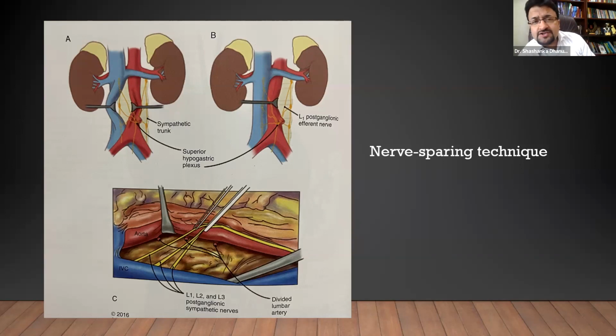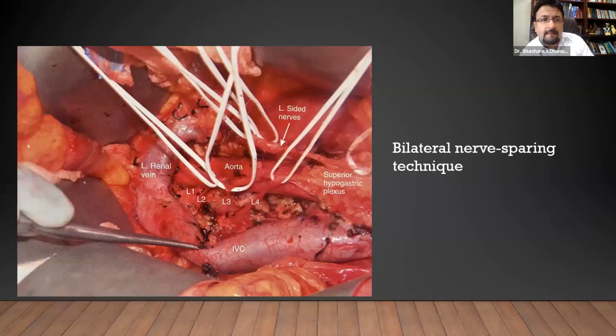RPLND. And in addition to that, there's always a chance of having a lot of lymphorrhea after the surgery. So generously, clips should be used to clamp any small vessels, any small lymphatics which come in the way, while making sure that you are preserving the nerves. This is a picture showing the bilateral nerve sparing technique. Very meticulously, each of these fibers have been preserved while making sure that the vessels are safe as well.